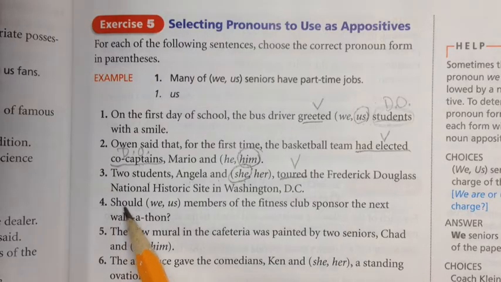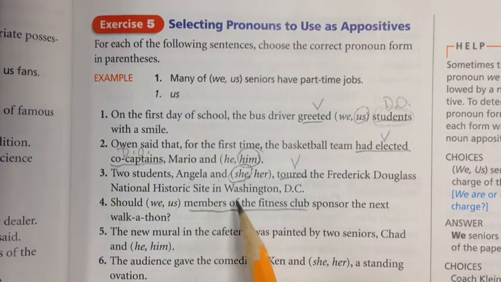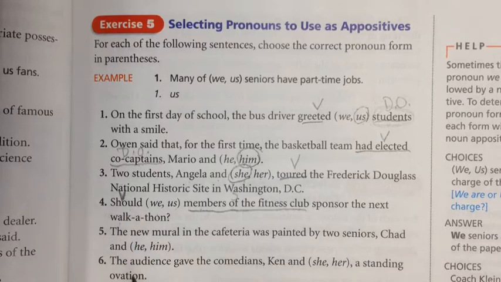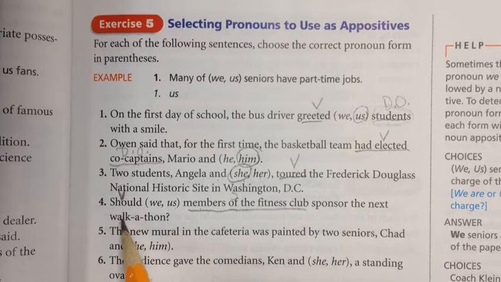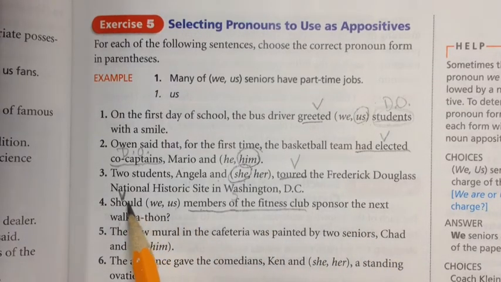4. Should we or us members of the fitness club? Members of the fitness club, here is the subject. And here's the verb. When you ask a question, this is one of the cases where you might have a helping verb start the sentence. Members of the fitness club should sponsor the next walkathon. You can turn that into a question by moving the helping verb to the beginning. Anyway, this is the subject, and here's our appositive, which actually comes before the subject, which is possible.